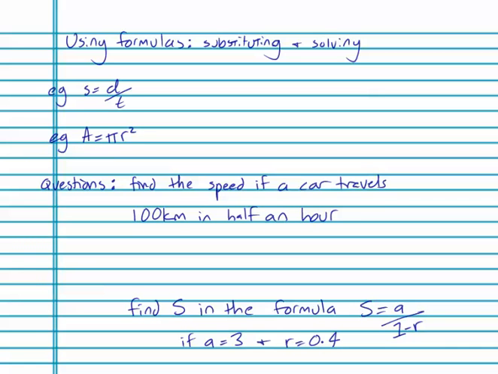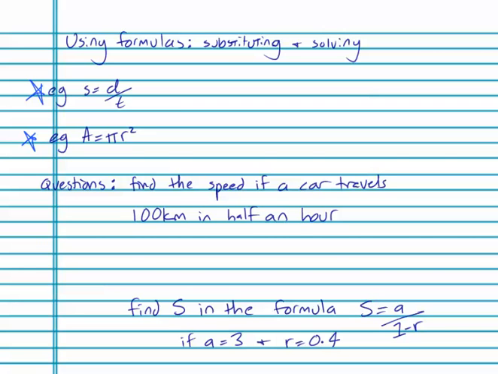Using formulas, substituting and solving. One of the ways that we most often use algebra, often without realizing that we are, is in solving formulas. So for example, speed equals distance over time is how we calculate the speed at which something is traveling. Area equals pi r squared is the formula for the area of a circle.